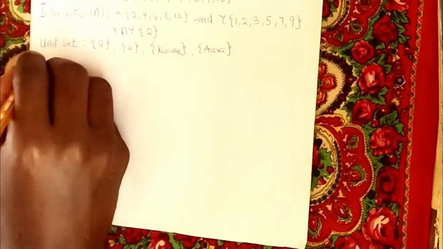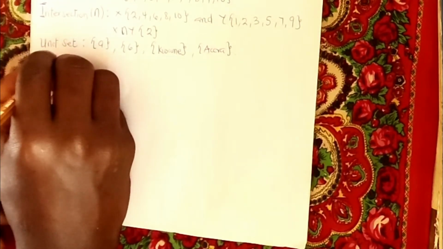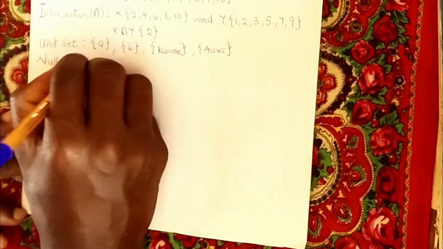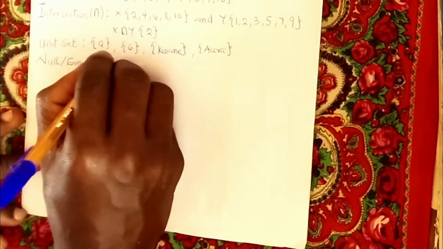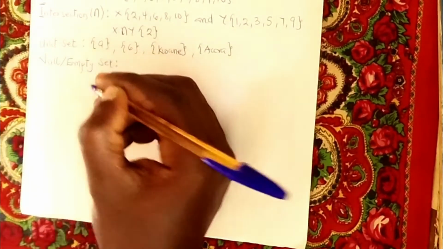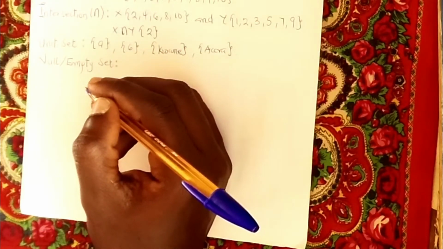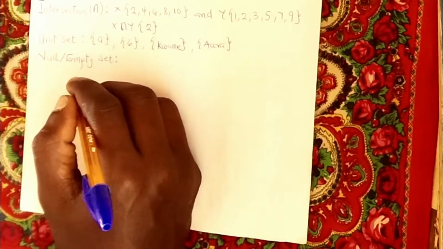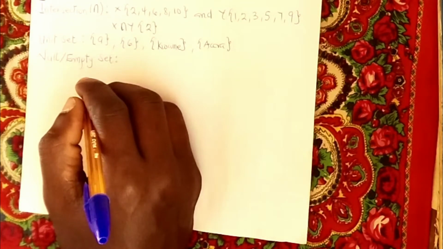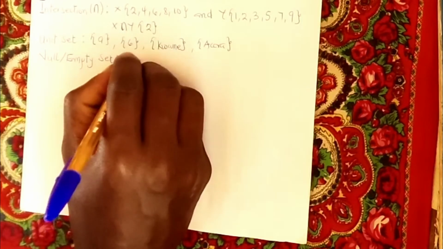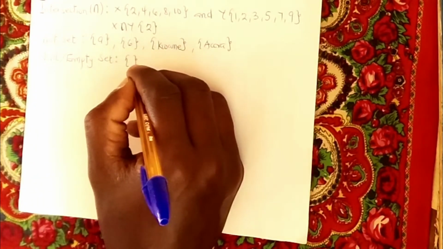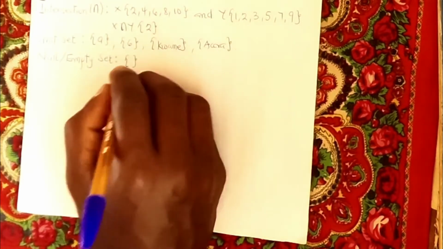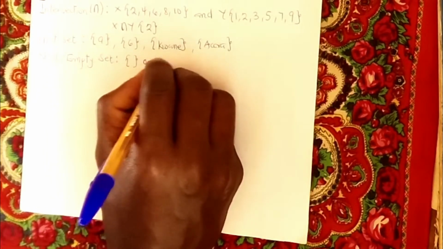A null or empty set. When we talk about a null or an empty set, a null set is any set that has no element within it, and it has a symbol of this. Actually, this is also a null set since it doesn't have anything within it. Another symbol for it is this.